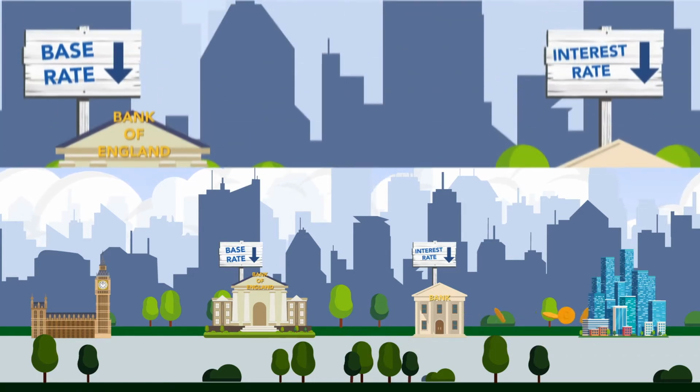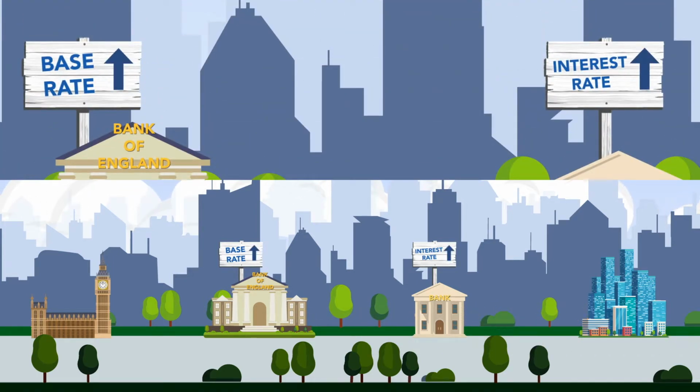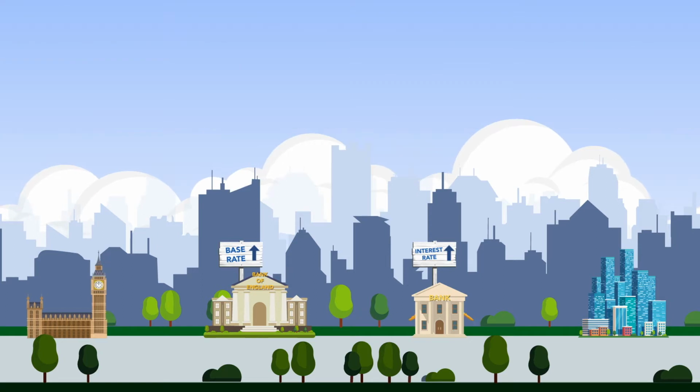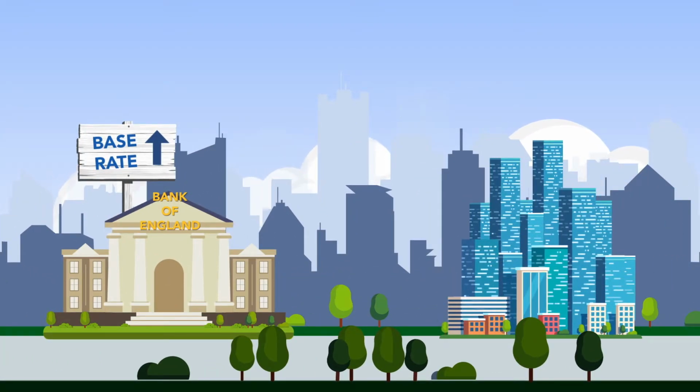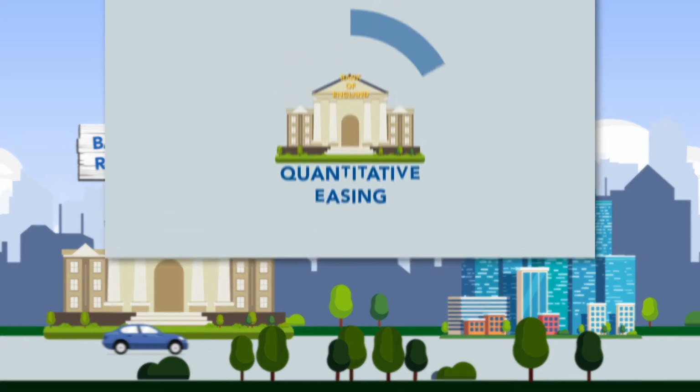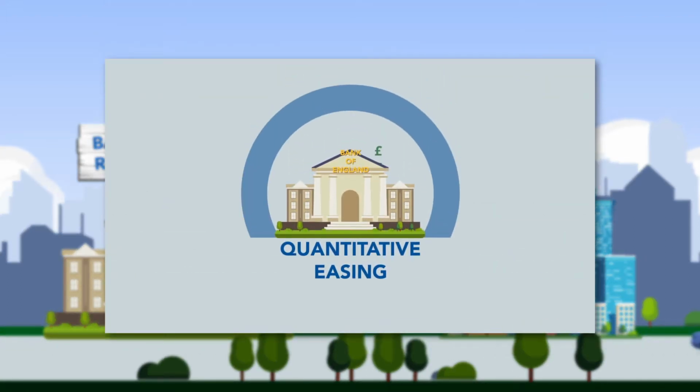If the bank wants to reduce inflation, it can put the base rate up. This increases the cost of capital, reducing borrowing and spending across the economy. Sometimes the bank finds the economy isn't responding to a low base rate. If this happens, the MPC may use its quantitative easing programme.